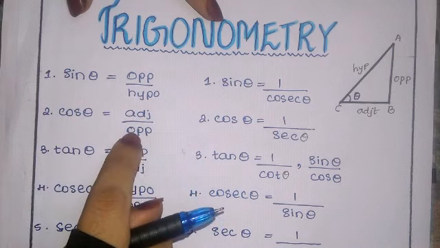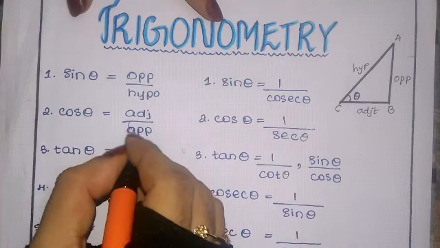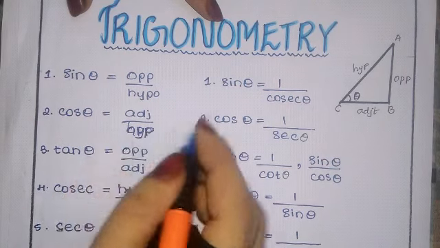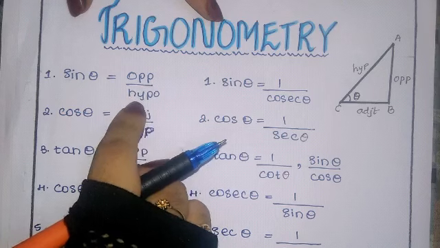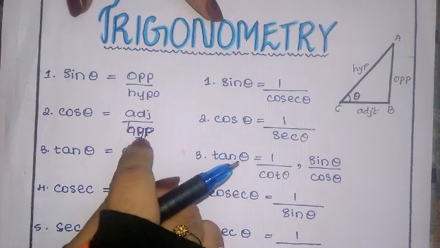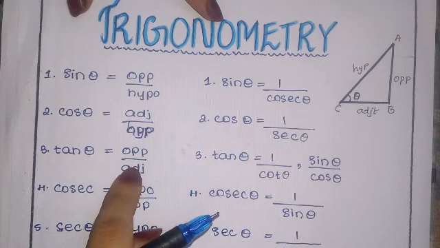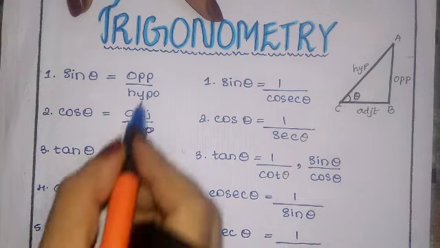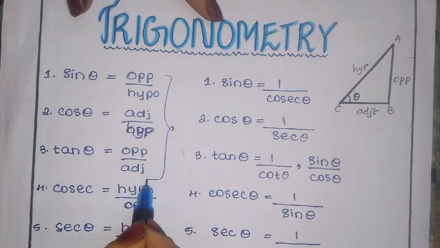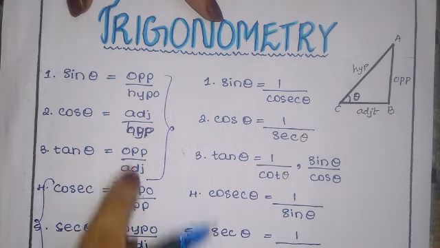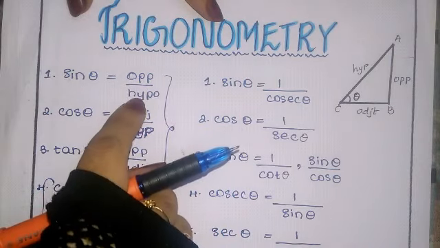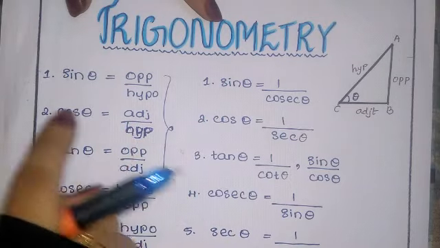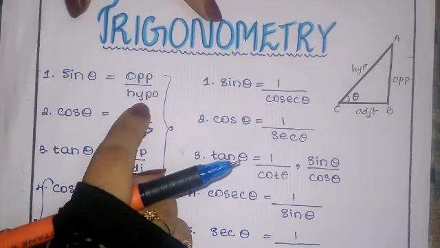Cos is adjacent by hypotenuse. By mistake I have written sine opposite by hypotenuse, cos adjacent by hypotenuse, tan opposite by adjacent, cosec hypotenuse by opposite. Reverse: sine, cos and tan, if you know them, cosec, sec and cot are the reverse of these. If sine is opposite by hypotenuse, cosec is hypotenuse by opposite, cos is adjacent by hypotenuse, sec is hypotenuse upon adjacent.